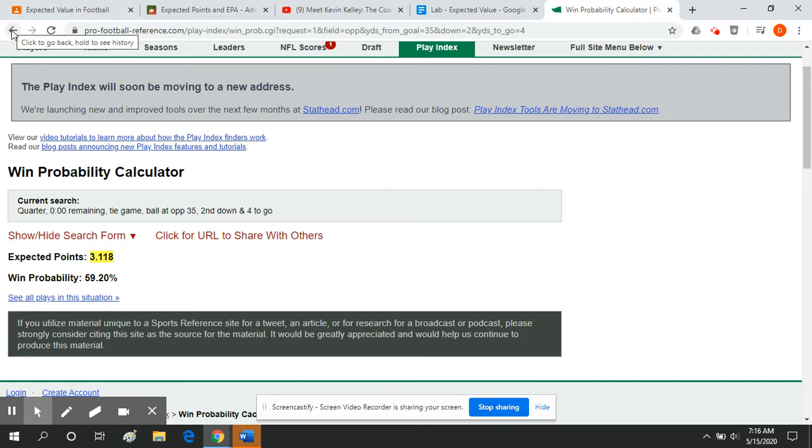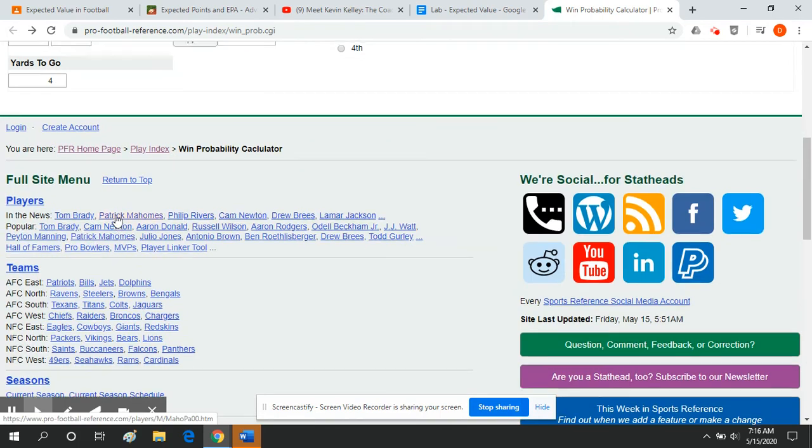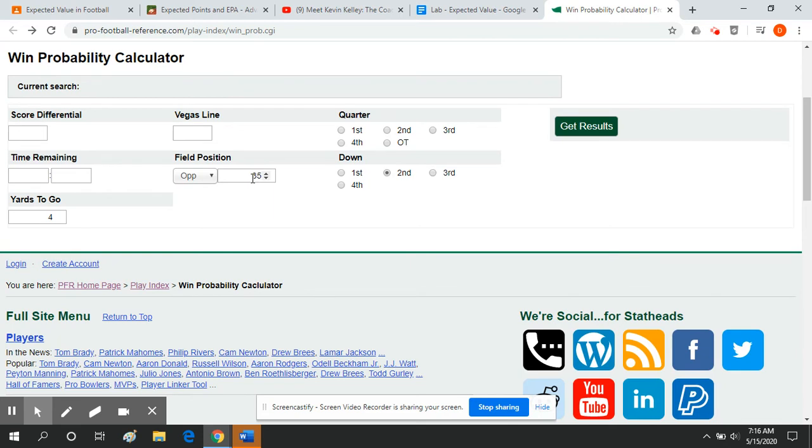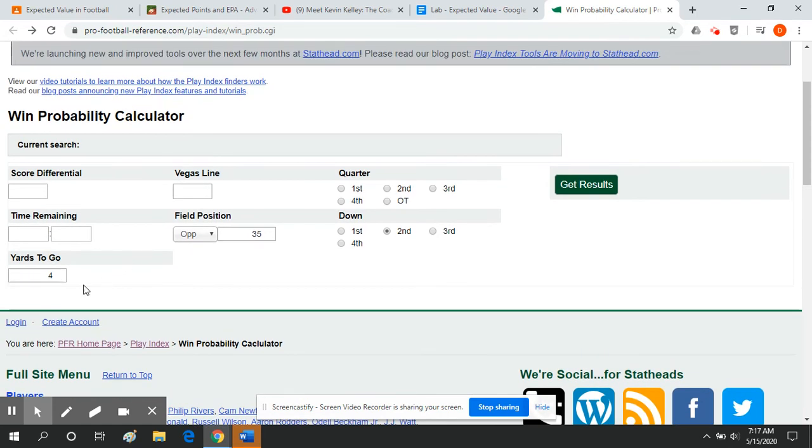And really all this does is it looks historically at all the teams that have been in this situation and sort of what happens. So it's not any sort of fancy calculation. It's just looking at years and years and years of football games. Let's take a look at what happens when a team is second down, 4 yards to go on their opponent's 35-yard line. And it just looks at what ends up happening. Sometimes they kick a field goal, sometimes they score a touchdown, sometimes they don't do anything, and it averages out to be about 3 points.